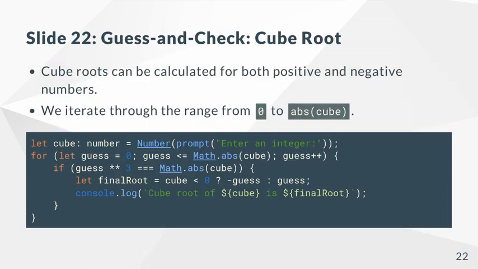We can apply the same exhaustive enumeration to find cube roots. Cube roots are slightly different because negative numbers can have real cube roots. Our strategy here is to iterate through the range from 0 to the absolute value of the target. If the original input was negative, we simply attach a negative sign to our final answer at the end. It's the same guess, check, increment pattern we've been using.